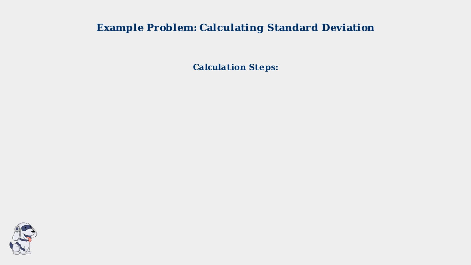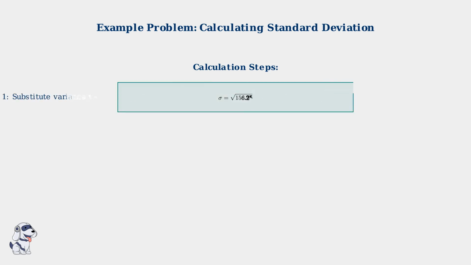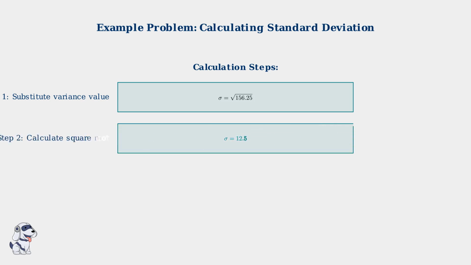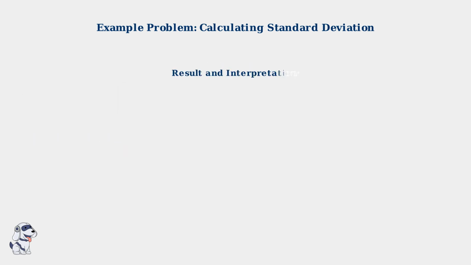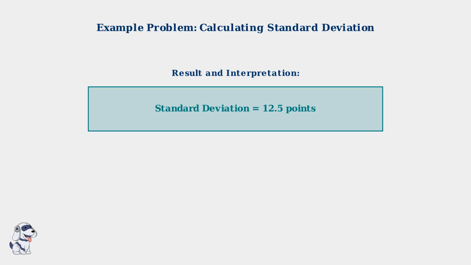Let's work through the calculation step by step. We substitute our variance value into the formula. Step 1. We substitute our variance value of 156.25 into the square root formula. Step 2. We calculate the square root of 156.25, which equals 12.5. This is our standard deviation. Our final result shows that the standard deviation is 12.5 points.